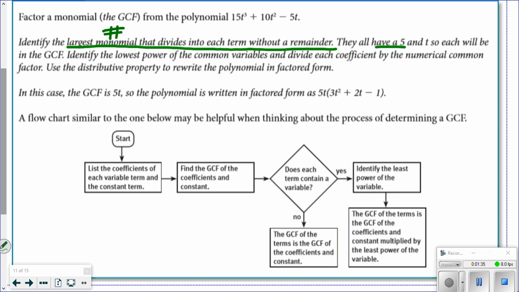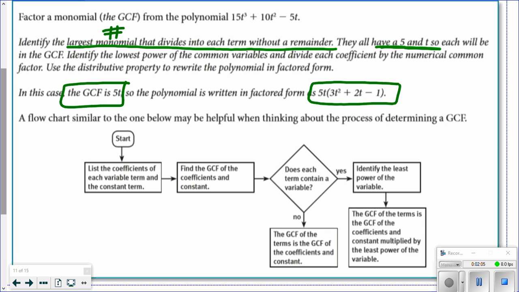And if I'm looking, I have t cubed, t squared, and t, so they all share a t as well. So 5t is going to be our GCF. And then remember, when we're factoring it out or pulling it out, we're dividing our coefficients, our numbers, and then we're subtracting our exponents. So when we factor it out, we get that answer right there.